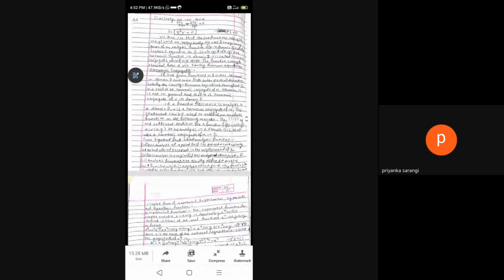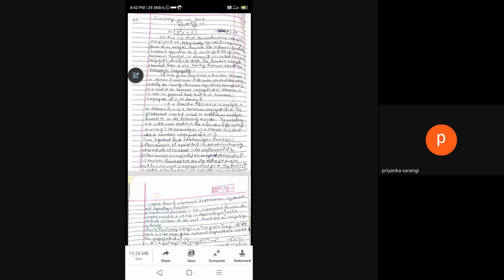If given functions u and v are harmonic in domain D and their first order partial derivatives satisfy the Cauchy-Riemann equations throughout D, v is said to be a harmonic conjugate of u. However, it is not in general true that u is a harmonic conjugate of v in domain D. If a function f(z) = u + iv is analytic in a domain D, v is a harmonic conjugate of u.